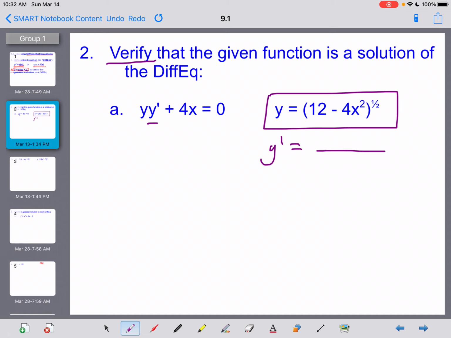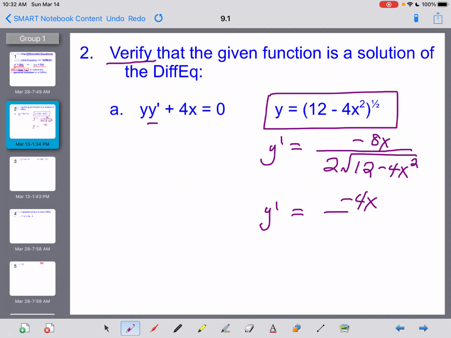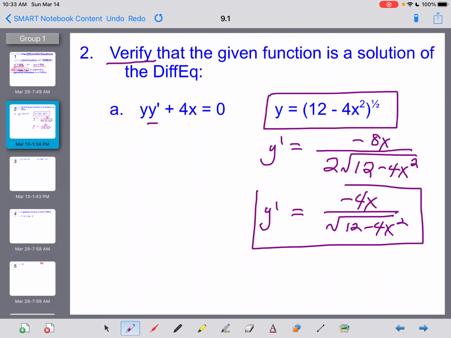So thinking ahead, the 1/2 is going to give me a 2 on the bottom. The 12 minus 4x squared taken to the negative 1/2 power is a square root in the denominator of the same radicand, 12 minus 4x squared, and then we're going to multiply that by the derivative within, which is going to be a negative 8x. That's going to go up here on the top. And I can clean that up just a little bit by dividing out that 2, to say now that y prime is going to equal negative 4x divided by the square root of 12 minus 4x squared. So I had a box around y, and now I'm going to box up y prime.